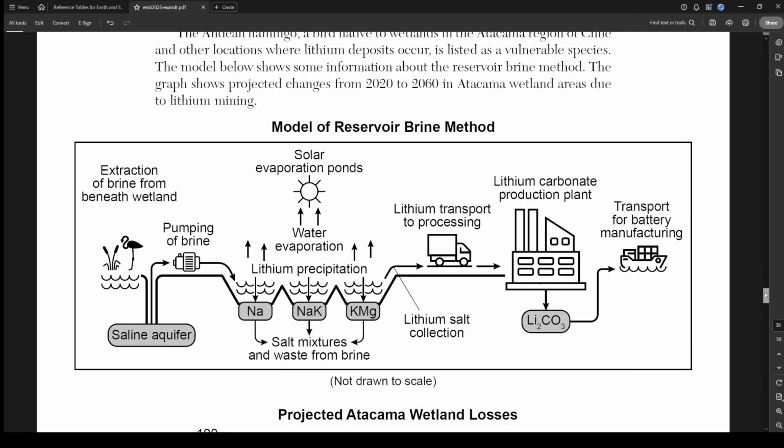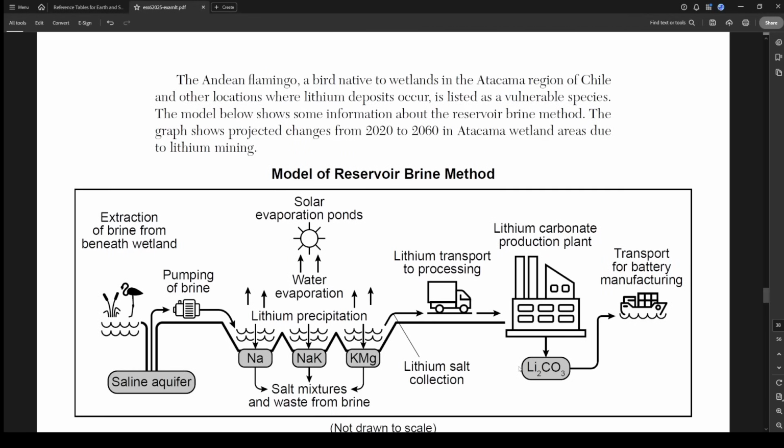Okay, going on. The Andean flamingo, a bird native to wetlands in the Atacama region of Chile and other locations where lithium deposits occur, is listed as a vulnerable species. Okay, great. So it's almost endangered. The model below shows some information about the brine method. The graph projects changes from 2020 to 2060 in that area due to the mining.